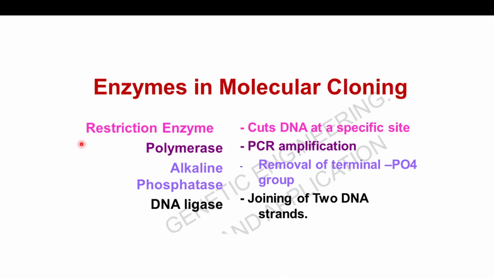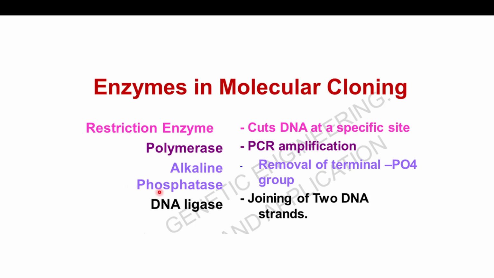Okay. So broadly, if we look at the different enzymes that are used in molecular cloning, there are restriction enzymes, which cut DNA at a specific site. It can be non-specific also in a few cases, but mostly it is specific. And there's polymerase enzyme, which helps in PCR amplification, basically in adding nucleotides and replicating the DNA, making more copies of the DNA molecule.